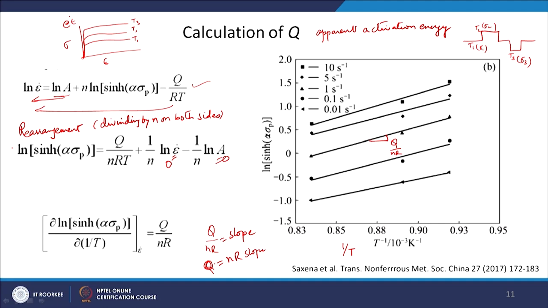Usually the activation energy for deformation which you get through this kind of process comes very high compared to any known diffusion processes or solute diffusion processes, because the dislocation movement also requires a certain amount of activation energy. So all those things get combined, and it is sometimes very difficult to assign any physical meaning to this kind of activation energy calculation. Sometimes it is difficult.